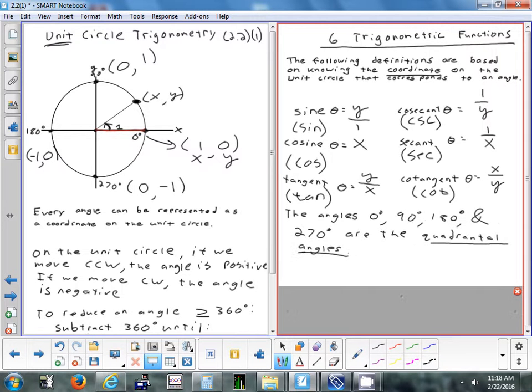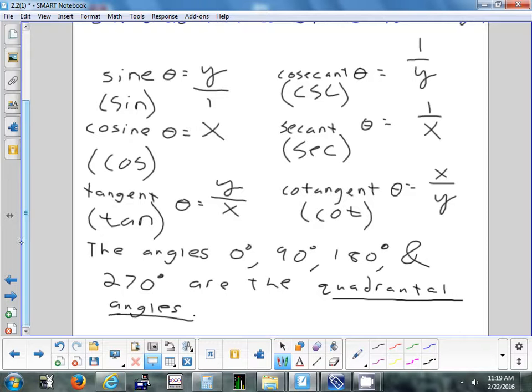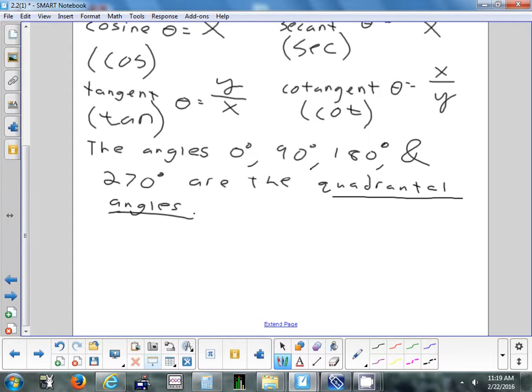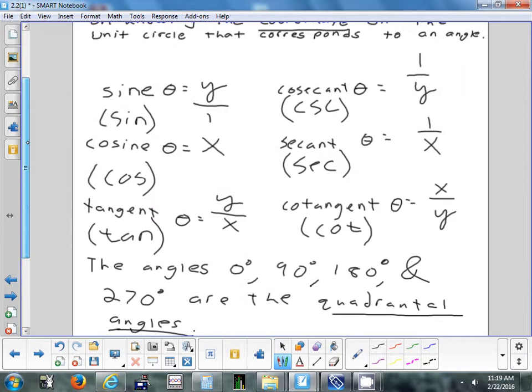Okay. Those angles that we were working with, the 0, 90, 180, 270, they have a special name, and they're called the quadrantal angles, because all of those angles land right on an axis. And the axes are what separate into quadrants. So, any questions on what the quadrantal angles are or any of these 6 definitions?